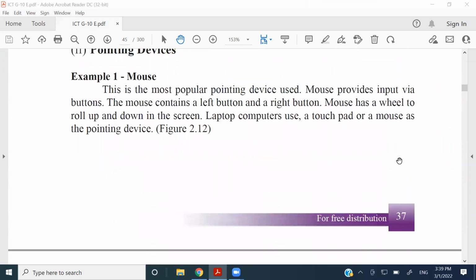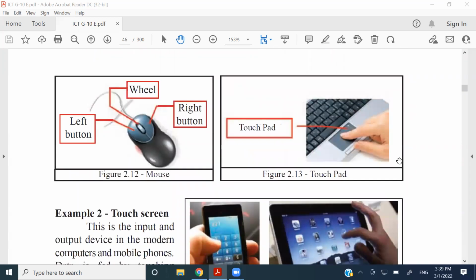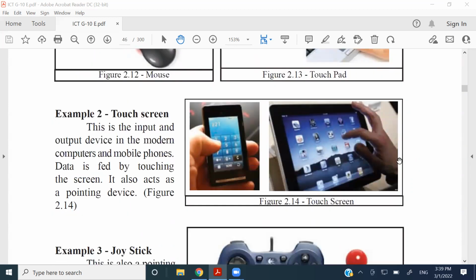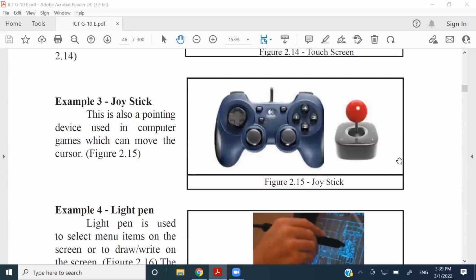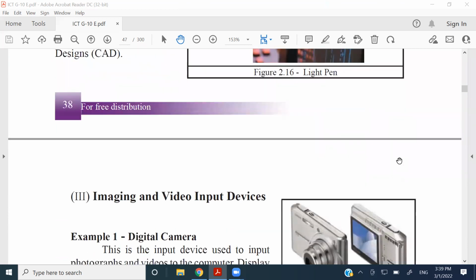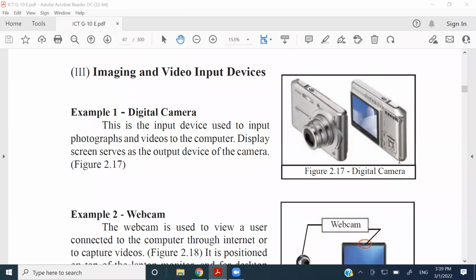And we talked about the pointing devices. We got to know about different kinds of pointing devices, like the mouse, the touch screen, the touchpad, the joystick, the light pens, those kinds of things. And then we talked about the imaging and video input devices.